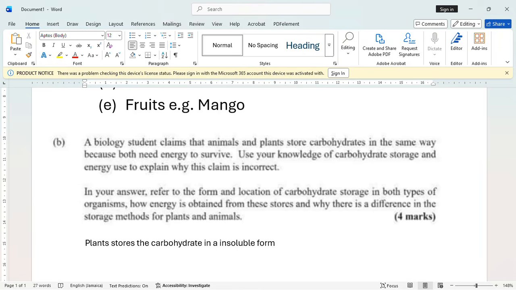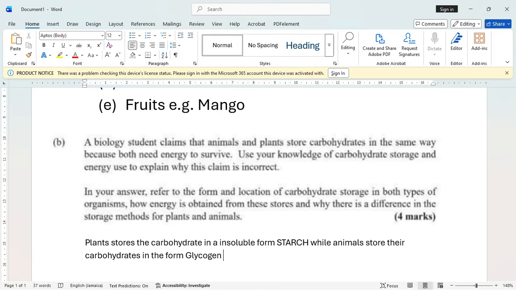And we normally test for it using iodine. So starch. While animals store their carbohydrates in the form, anybody knows? Begins with a G. So glycogen.